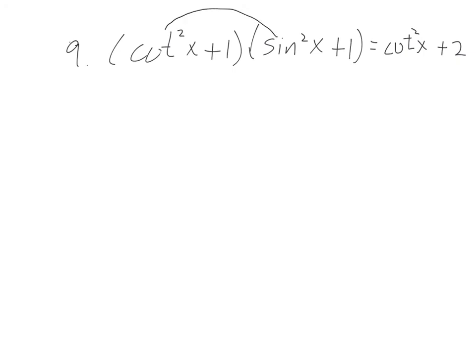So if I foil this, the first step is this, I'm just going to write it out and see what it looks like. So I have a cotangent squared times sine squared.